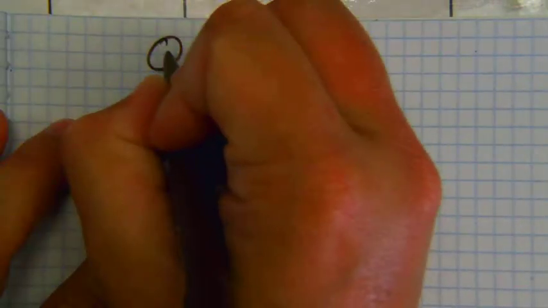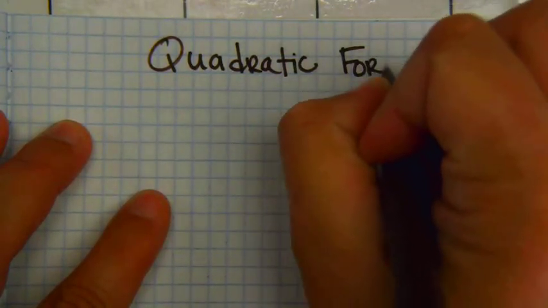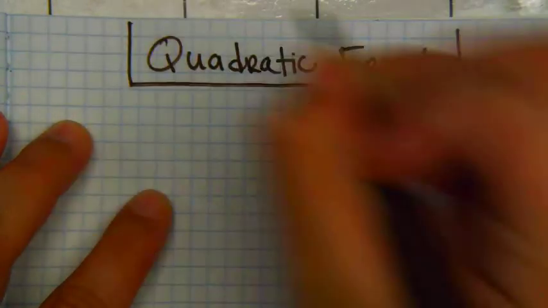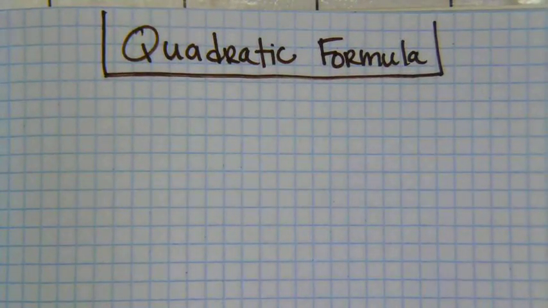All right, so quadratic formula. So this is just another strategy to solving for x-intercepts. We have factoring, we have completing the square, and then quadratic formula is just another way. Okay?